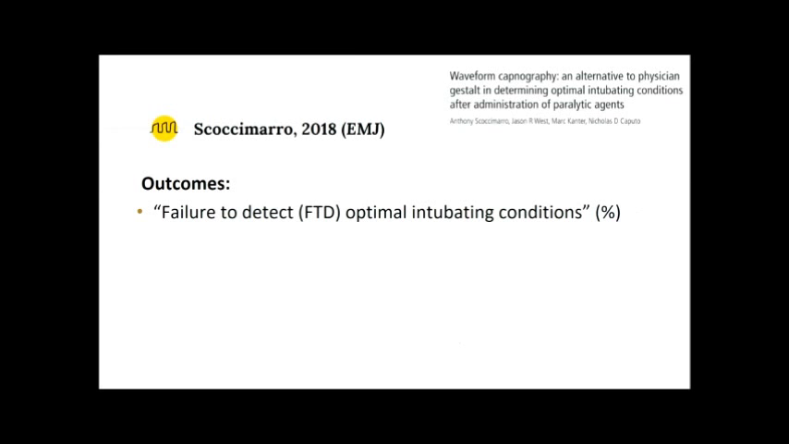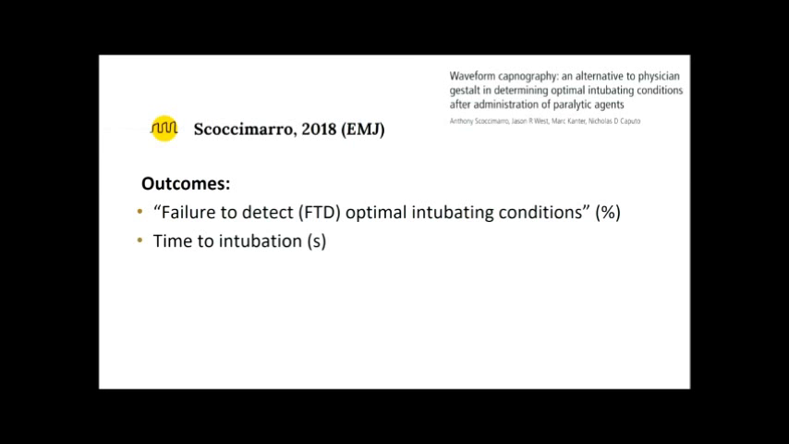And the way that they defined failure to detect optimal intubating conditions was capnographic data. So does that patient have apnea, measured by a flat line for greater than 10 seconds? Can an independent observer say that that patient's been apneic for greater than 10 seconds? And one other thing, the need to redose neuromuscular blockade. So the combination of any of those three defined the failure to detect.